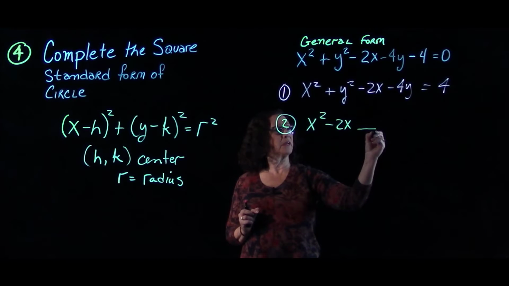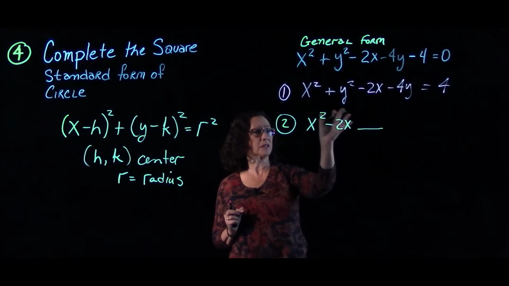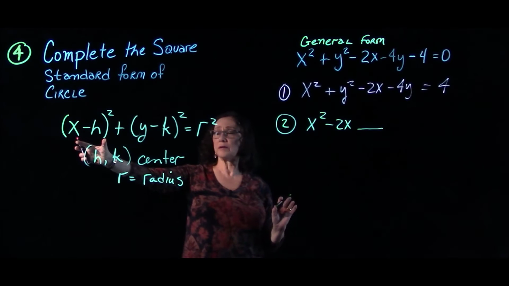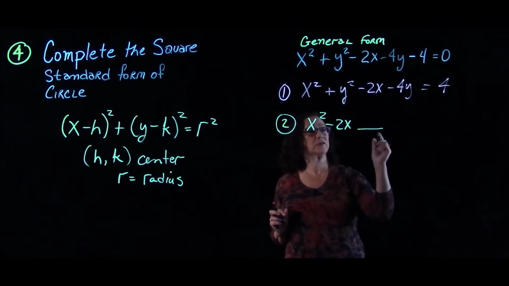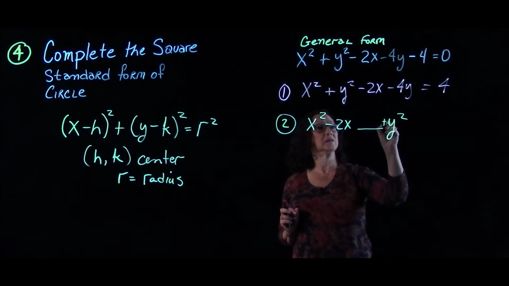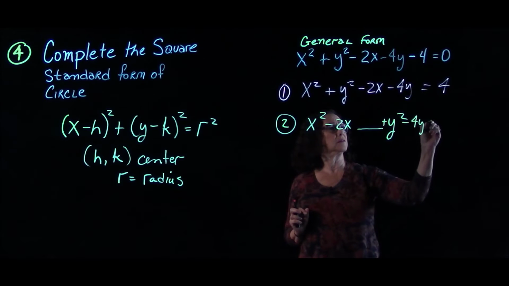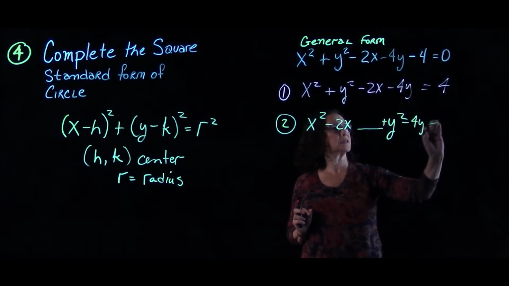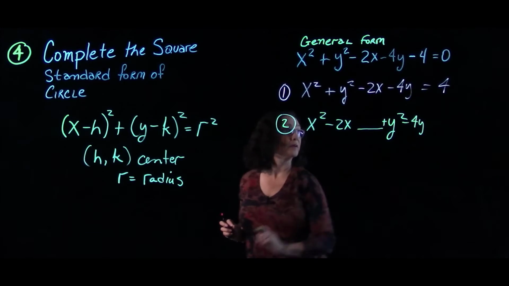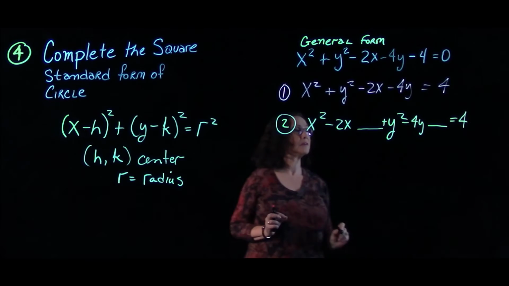And I'm going to leave a space here in order to complete the square. I'm trying to change this perfect square trinomial into a binomial. And I'm going to do the same thing for the y's. Let's leave a space here.